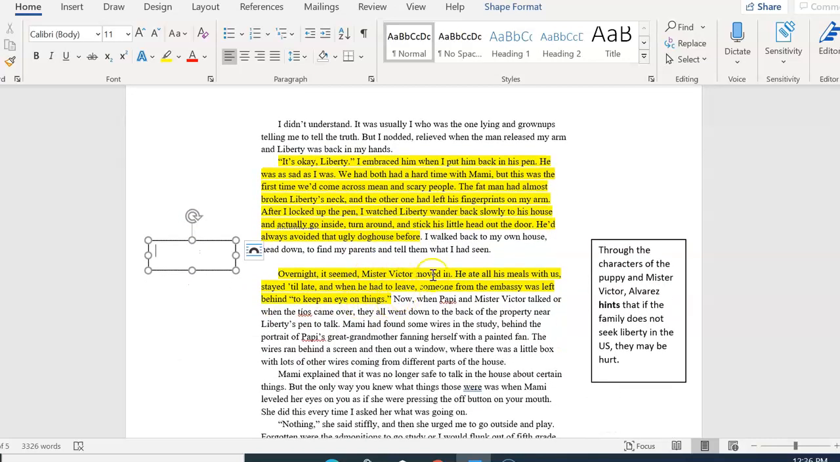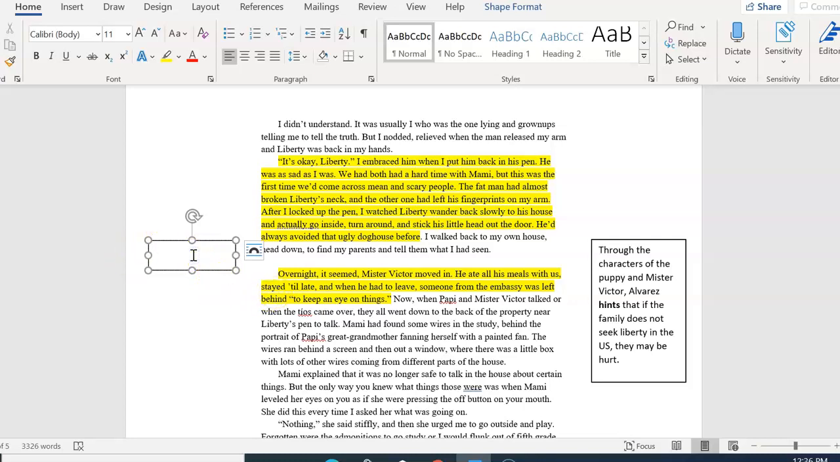Victor, who is trying to help them get their visas, ate his meals with us and stayed till late. He was from the American Embassy, so he is trying to help them get to the United States. I'm going to show you now what I would label this. So it kind of feels like he's there to keep an eye on things.